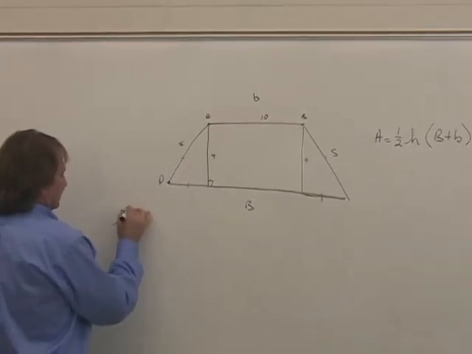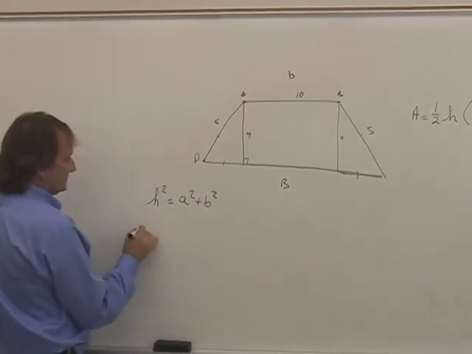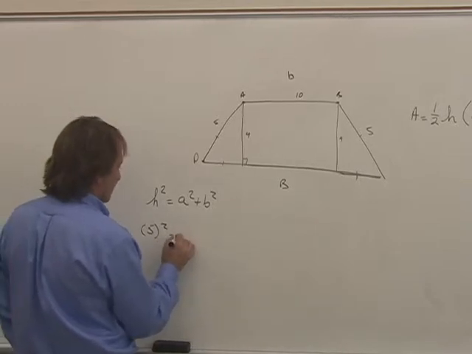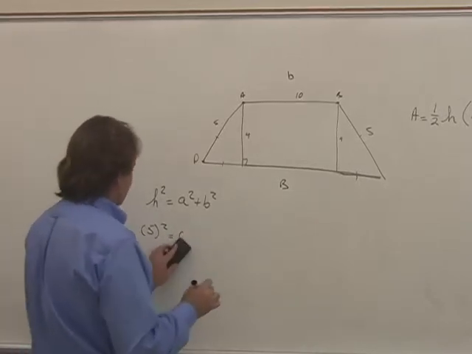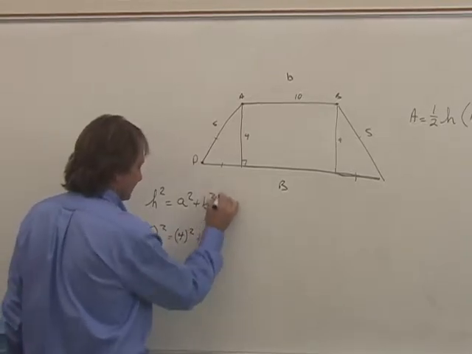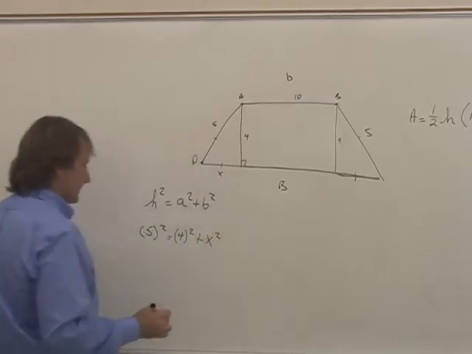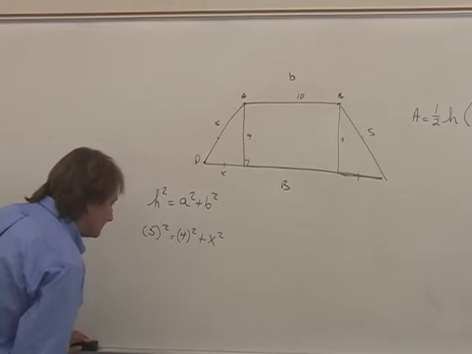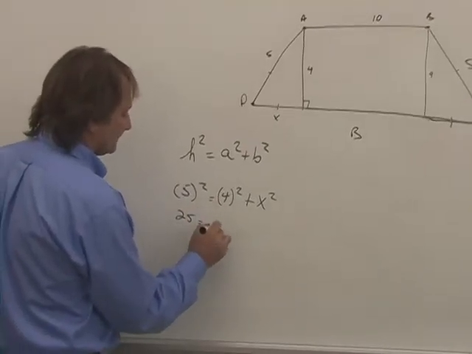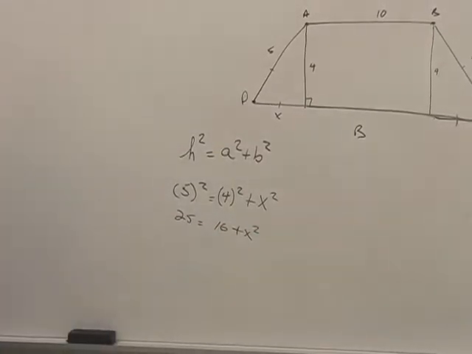So I'll use the fact that h squared is equal to a squared plus b squared, where h is 5, that needs to be squared, and a is 4, that needs to be squared, and then we're left with, we're going to call this side here x, and then that's x squared. So we need to solve this equation for x. 5 squared is 25, 4 squared is 16.